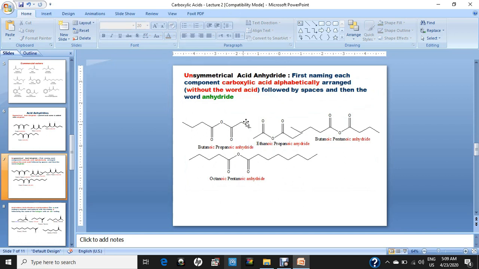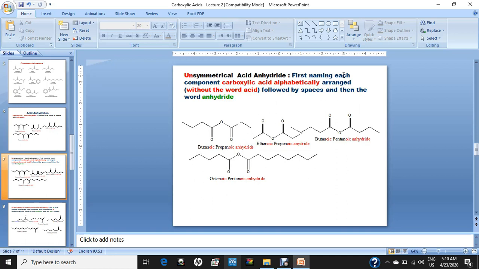See here 1 2 3 carbons, here 1 2 3 4 carbons. Now the parent chain here will be 1 2 3 propanoic acid, here 1 2 3 4 it will be butanoic acid. Now which one will come first? Here we will go through alphabetical order. So first will come B, butanoic, then propanoic. So butanoic propanoic, then at the end anhydride.